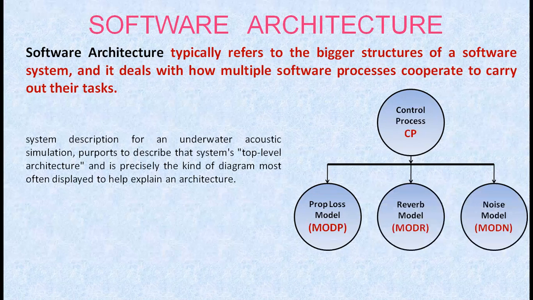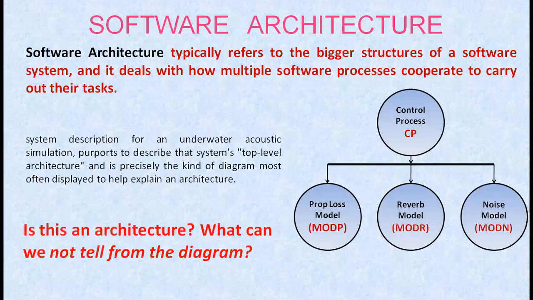These might have more in common with each other than with the fourth, the control process CP, because they are positioned next to each other. And all of these elements apparently have some sort of relationship with each other since the diagram is fully connected. Now my question is, is this an architecture? What can we tell from this particular diagram?